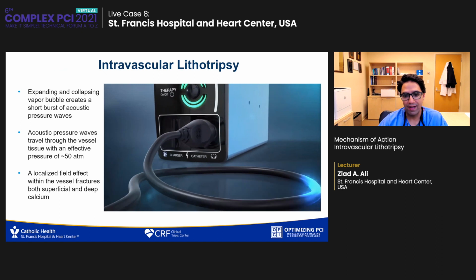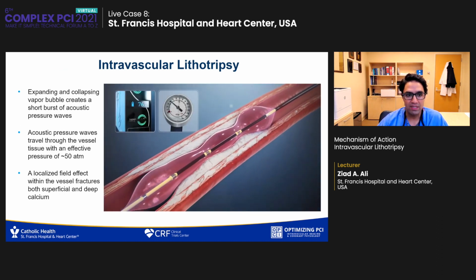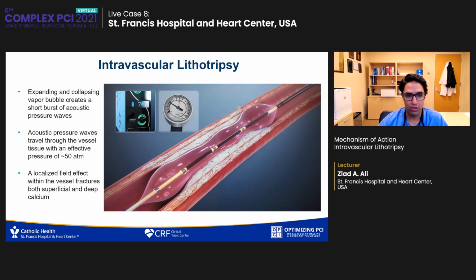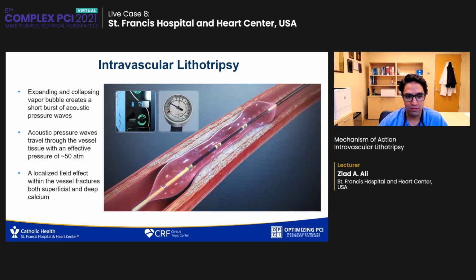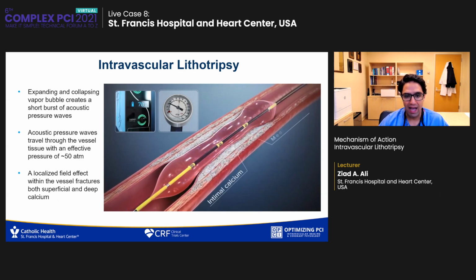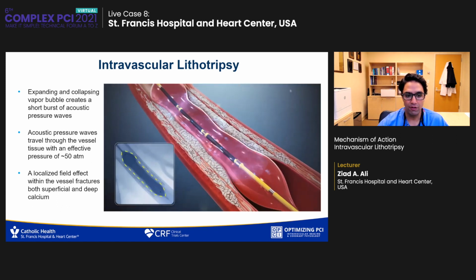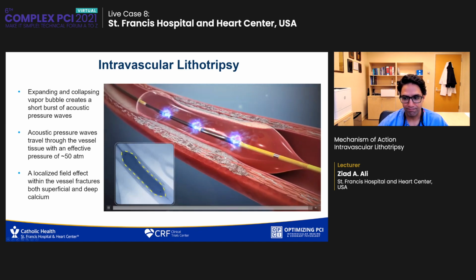The Shockwave intravascular lithotripsy device is commercially available. What happens is you have these expanding and collapsing vapor bubbles that create a short burst acoustic pressure wave. The acoustic pressure waves travel through the vessel and tissue and give you about 50 atmospheres of pressure from a single electrode. And the localized field effect creates fractures in both superficial and deep calcium.